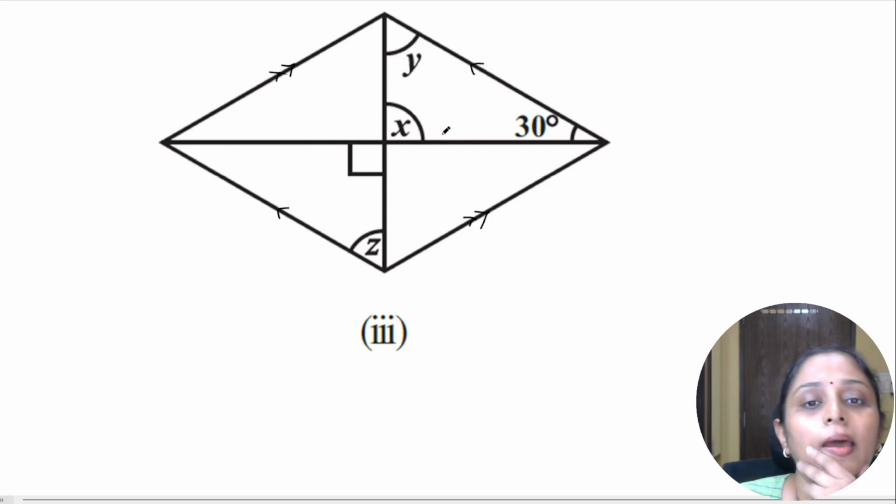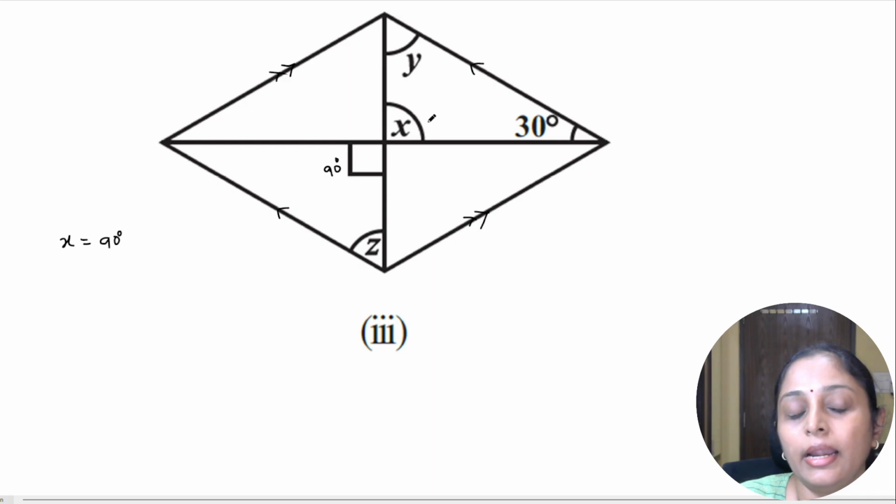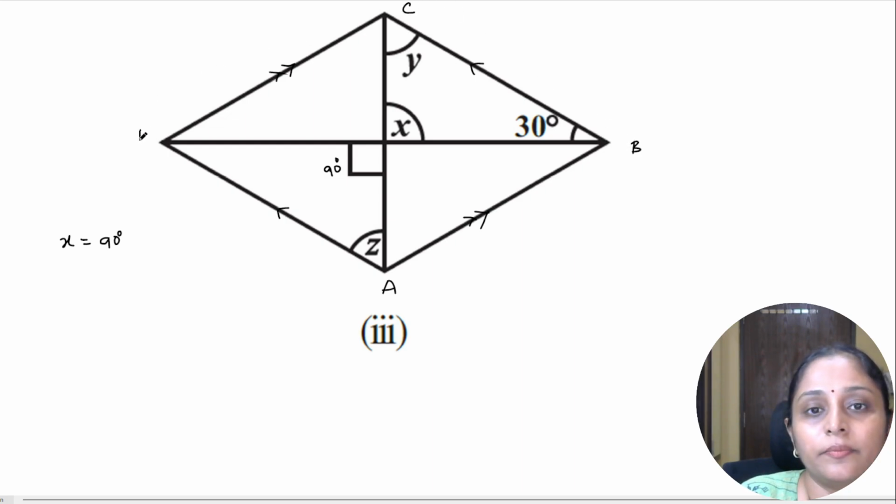Now here, they're saying that in this particular case, the diagonals are intersecting at right angles. Clearly, this symbol here means 90 degrees. So, what does that make x? X is vertically opposite to 90, therefore x is also 90 degrees, right? Now, if I have to name this, let me name it as A, B, C, D, and the point of intersection of the diagonals as O.